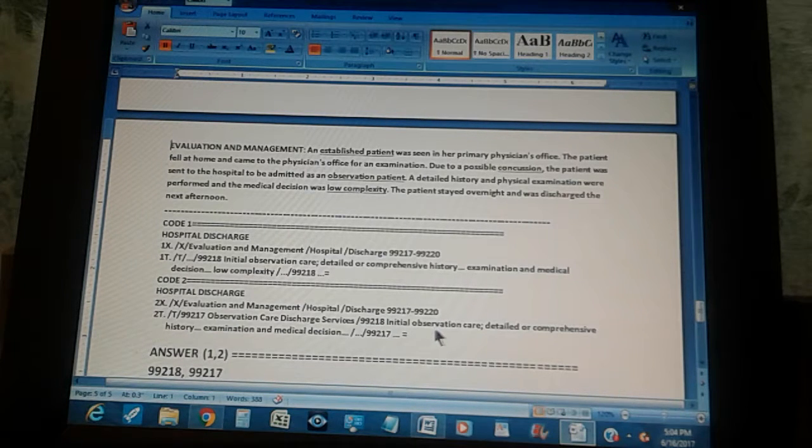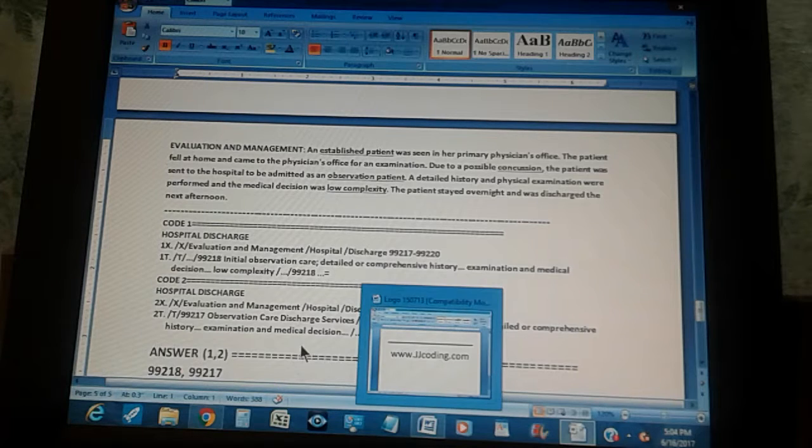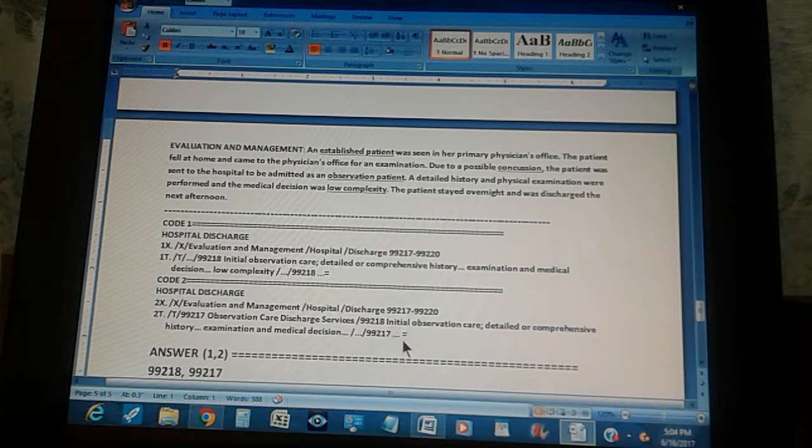99218, initial observation care, detailed or comprehensive history, examination, and medical decision. We chose that one already, and the reason why we need a second code is that we have to code the discharge from observation too. That's why we need a 99217, right? That's why there should be a double slash before 17, which means that we're going back to a code that we have already reviewed, and this is our right second code. So the answer is 99218 and 99217.